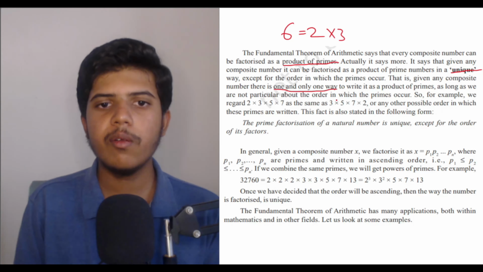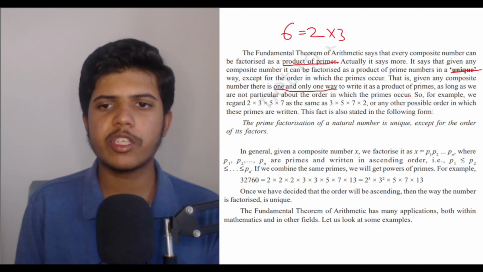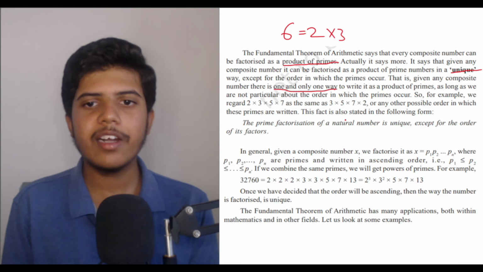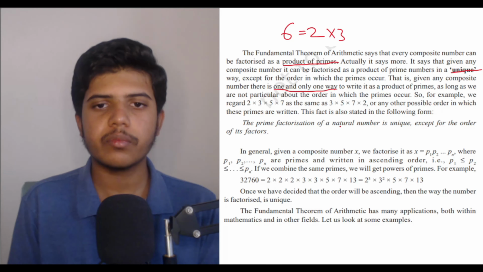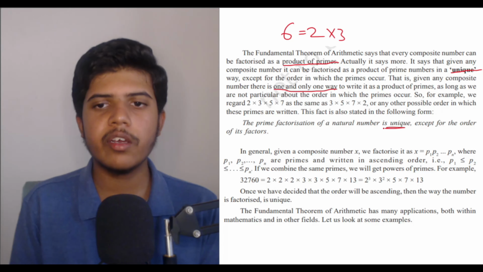So for example, we regard 2 into 3 into 5 into 7 as the same as 3 into 5 into 7 into 2, or any other possible order in which these primes are written. Only the order changes. The fact is also stated in the following form: the prime factorization of a natural number is unique except for the order of its factors.